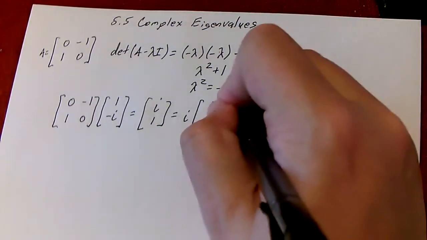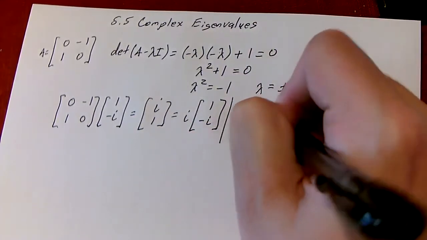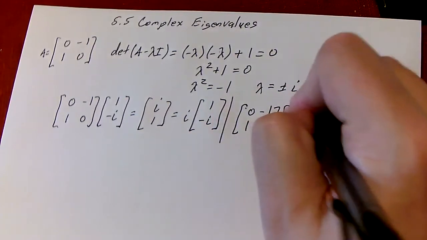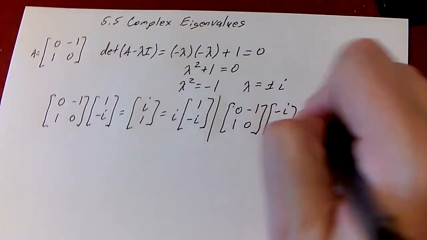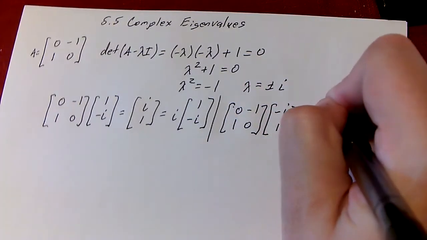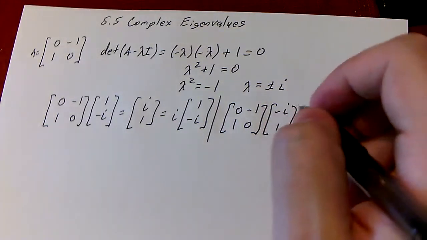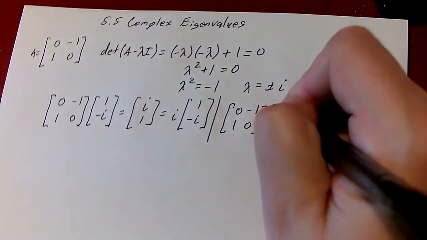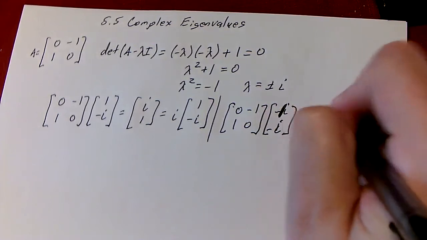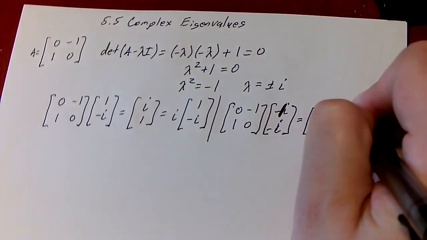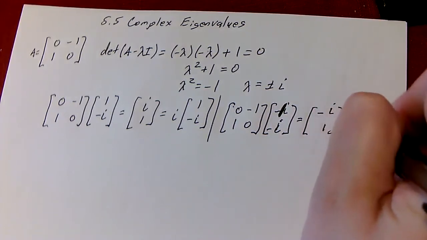Okay, and I could do the same thing then for the other eigenvalue. If I multiply it by minus i and 1, it's going to give me minus i. Oh, I wrote it down wrong. Let me try that again. Multiply that by 1 and minus i, that's going to give me minus i and 1, which we can also see is negative i times an eigenvector 1 and i.